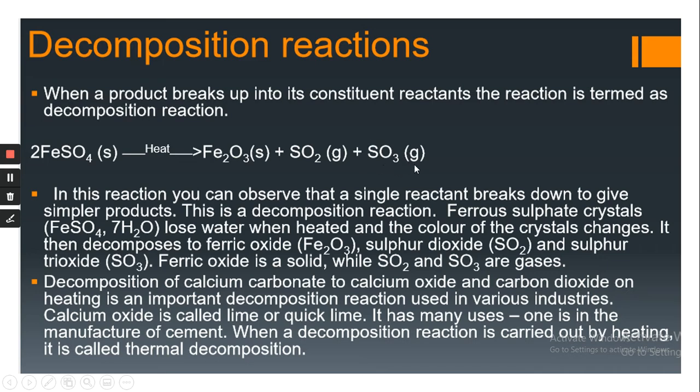So, decomposition of calcium carbonate to calcium oxide and carbon dioxide on heating is an important decomposition reaction, and it is used in various industries. Calcium oxide is called lime as well as quicklime, and it has many uses. One is in the manufacture of cement. When a decomposition reaction is carried out by heating, it is called thermal decomposition. The word thermal means temperature or heat.